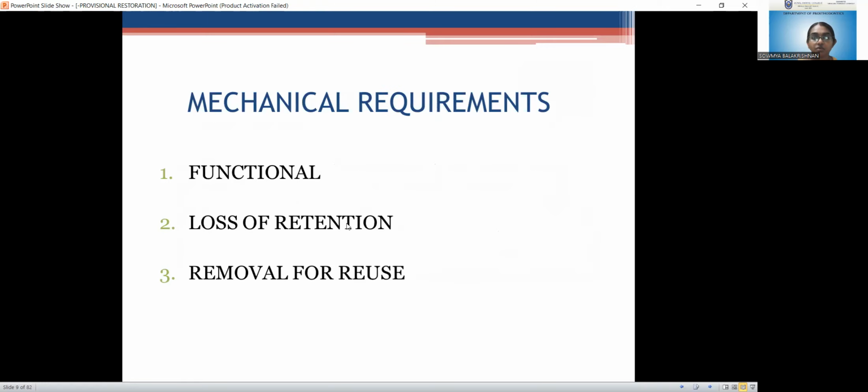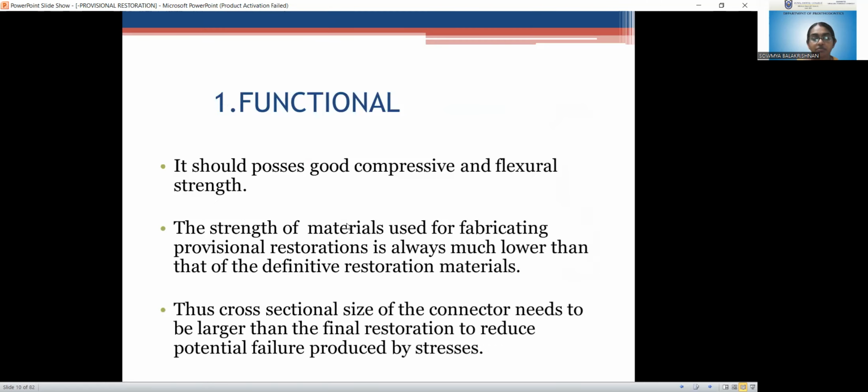Coming to the mechanical requirements, they are divided into three: functional, loss of retention, and removal for reuse. Functional means the provisional restoration should not fracture during mastication, so it should possess good compressive and flexural strength. The strength of the material used for the provisional restoration will always be lower than that of the definitive restoration material, but the cross-sectional size of the connector should be larger than that of the final restoration to reduce the potential failure produced by stress.